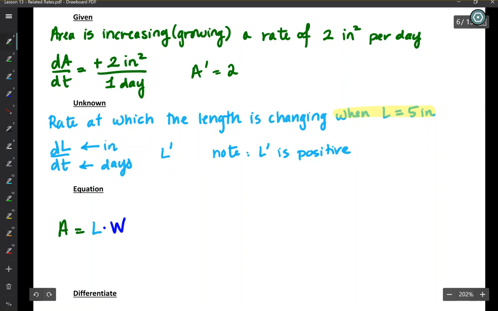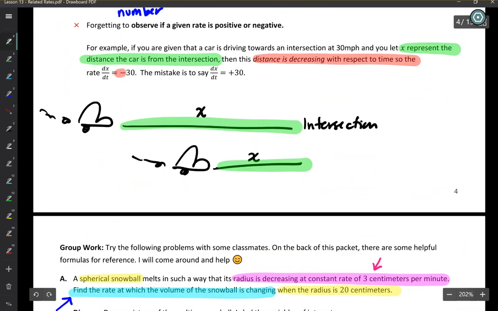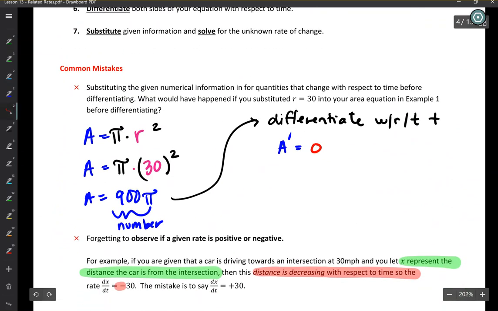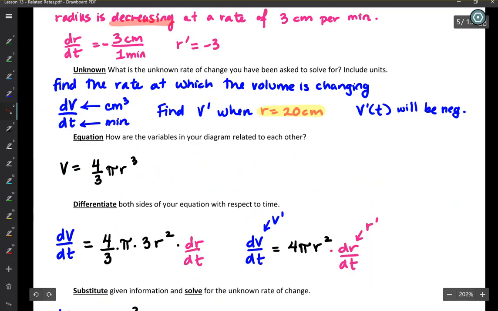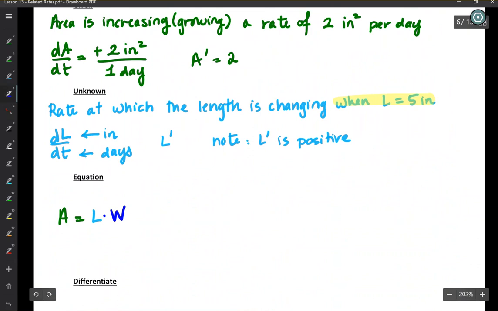And because we discussed this common mistake of substituting in numerical information too soon, the mistake is putting in numerical information for quantities that are changing with respect to time before we take the derivative with respect to time. Because my width is always constant, we have that my area is my length times 1.5. If we prefer working with fractions, my area is 3/2 times my length.